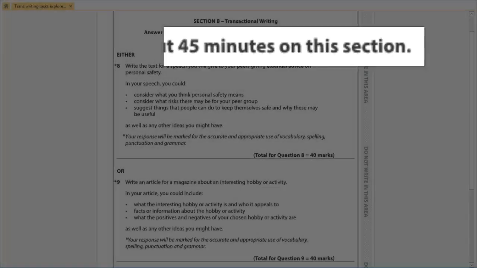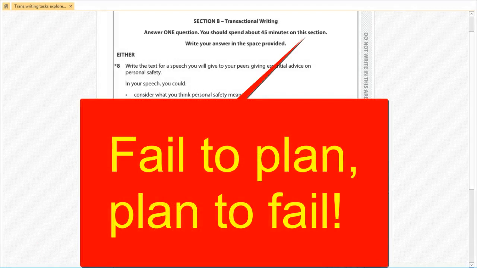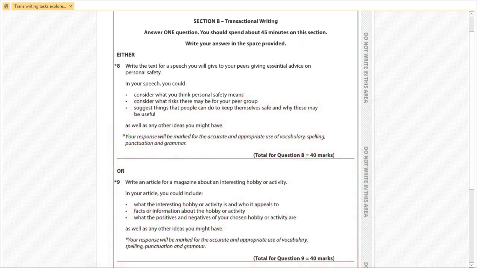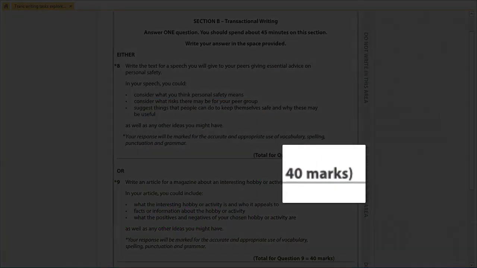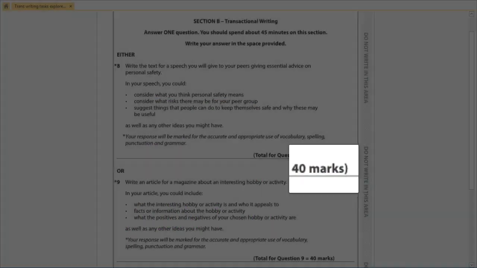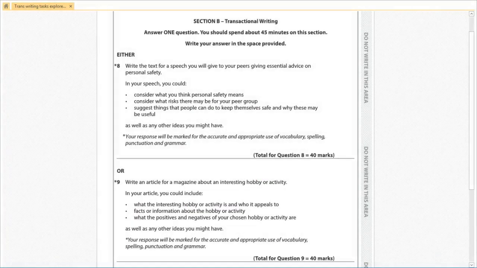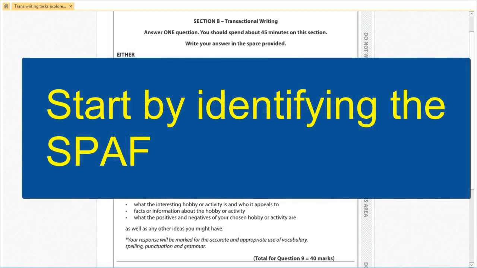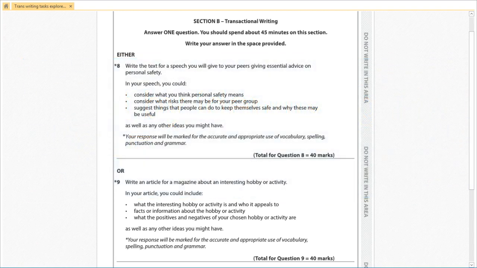That does include planning. You must make sure you create a plan, otherwise your writing won't be meeting the requirements of the subject, the purpose, the audience and the form. It is worth 40 marks, so it needs to be extended, developed, sustained and well crafted. The first thing you do is to identify the subject, the purpose, the audience and the form, and then create your plan. So that's what the transactional writing task looked like on the actual exam paper. You are now ready to move on and do the end of unit assessment for the transactional writing unit.